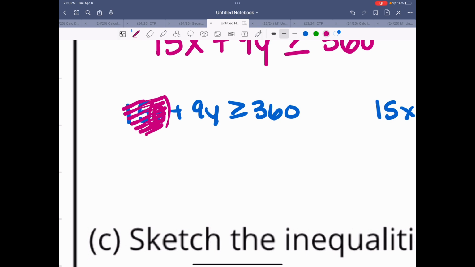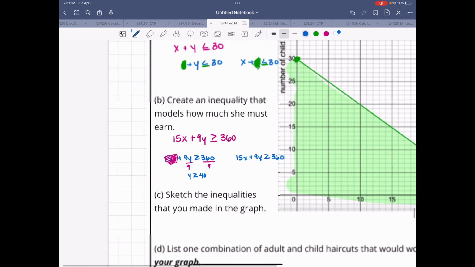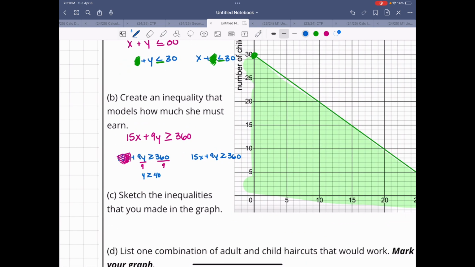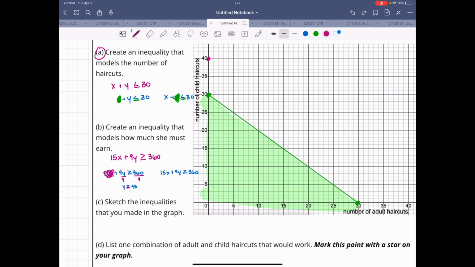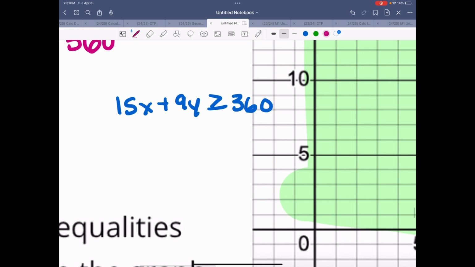So to get Y by itself means that I have to divide by 9. Y is going to be greater than or equal to 360 divided by 9, which is going to be 40. Which means, again, we're going to pay attention to that equal sign. So Y is equal to 40. When X is 0, Y is equal to 40. I'm going to put a point there. When X is 0, Y is 40. Now let's look at this inequality. We're going to do the same thing.